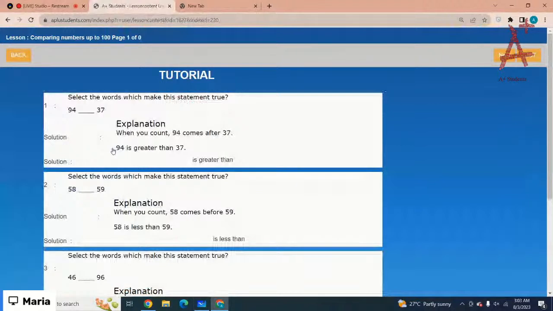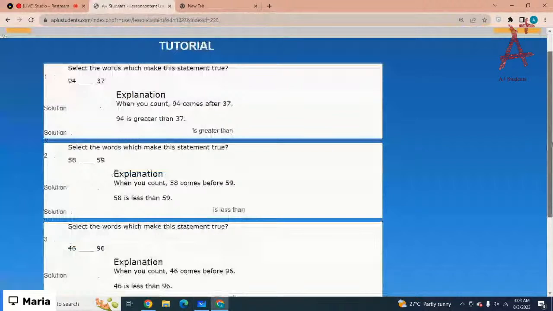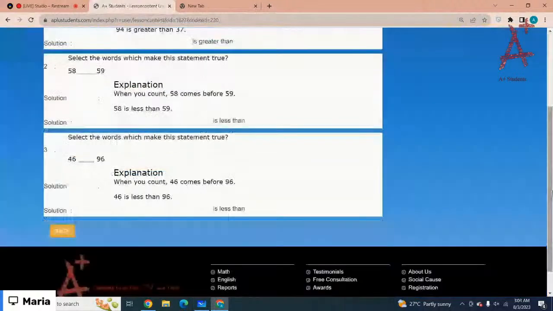Okay, the next one is select the words which make the statement true. 46 and 96. Which is the correct option? When you count, 46 comes before 96. That means 46 is less than 96. Let's just start with the practice questions.